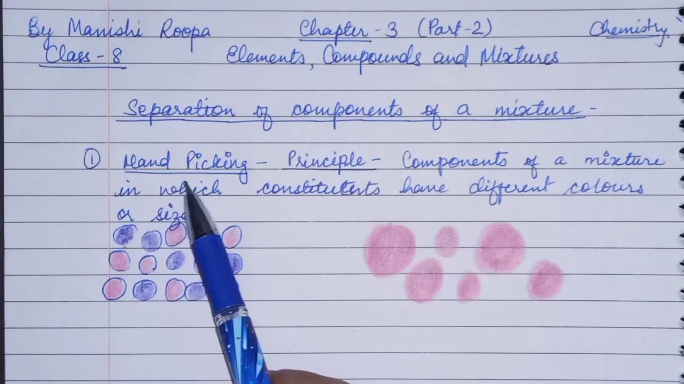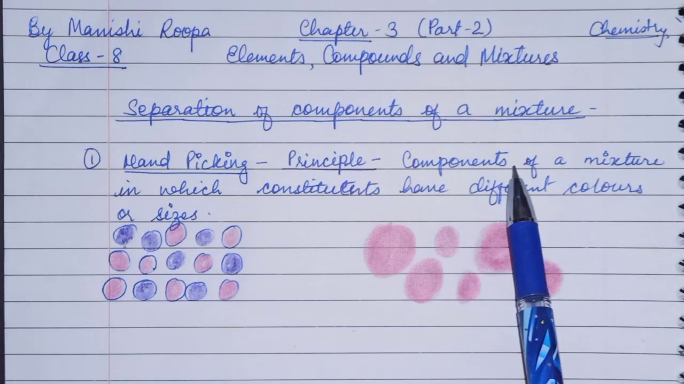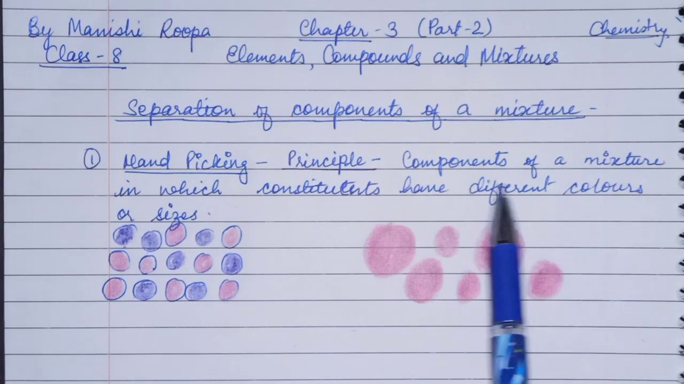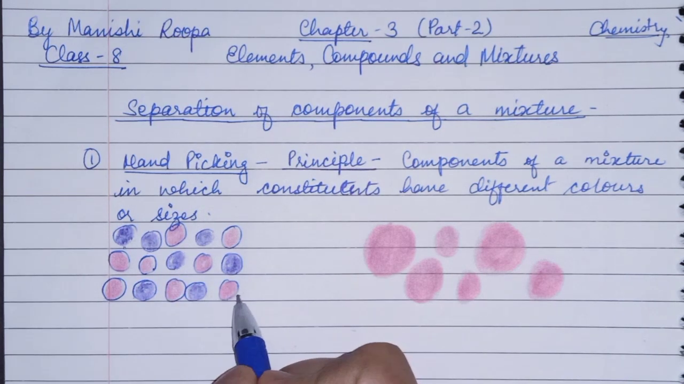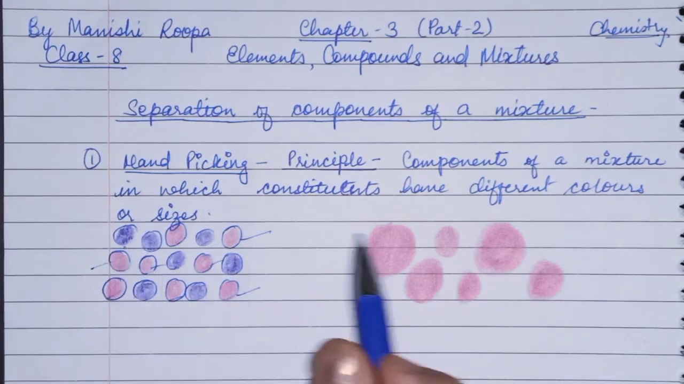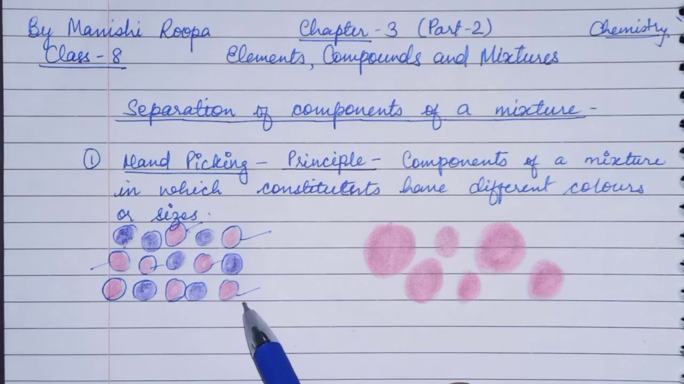First method is hand picking, and the principle of this method is that the components of a mixture have constituents of different colors or different sizes. Suppose this is a mixture of pink and blue balls. If you have to collect only pink balls, you can identify them by their color. So you will collect only pink balls. You will use your hand for separating these pink balls.